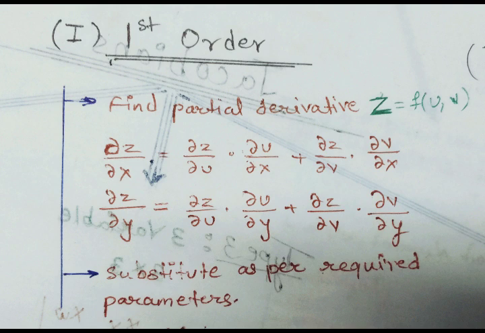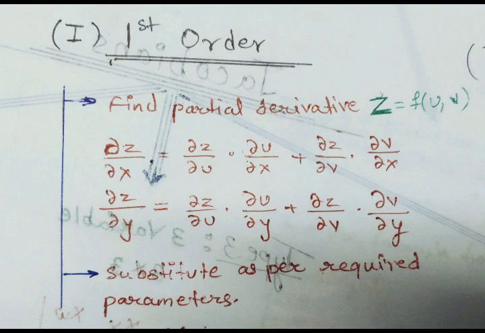Similarly, if I have to find dou z upon dou y, sorry for the mistake, dou z upon dou y can be calculated as dou z upon dou u into dou u upon dou y plus dou z upon dou v into dou v upon dou y, and we will get dou z upon dou y. After calculating dou z upon dou x and dou z upon dou y, we will substitute in the route.